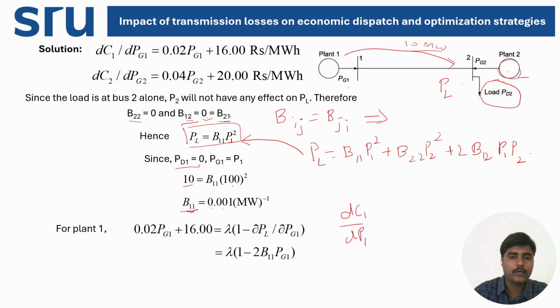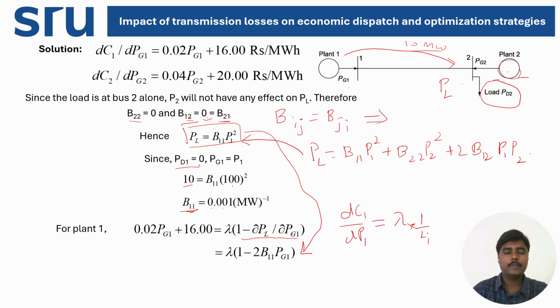Now for plant 1, you can express the condition for economic load dispatch as dC1 by dP1 is equal to lambda into the penalty factor, 1 by L1. Where 1 by L1 can be expressed as 1 minus dou PL by dou PG1. You can get dou PL by dou PG1 from this equation. If you differentiate that with respect to PG1, it becomes lambda into 1 minus 2B11 into PG1.